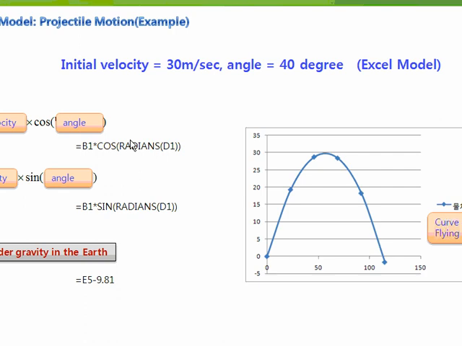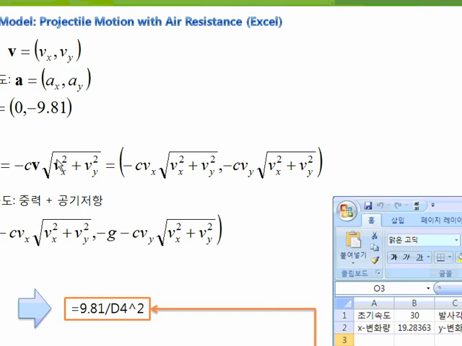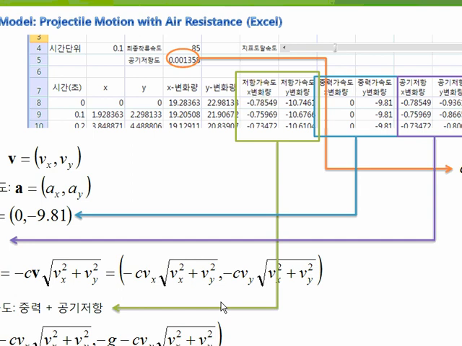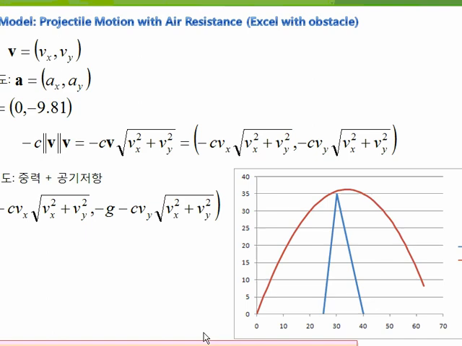And these formulas were used to fill out these boxes to make this Excel model simulator on projectile motion. And we can add air resistance and many other factors to generalize it. Actually, we have done it before, and that shows it.